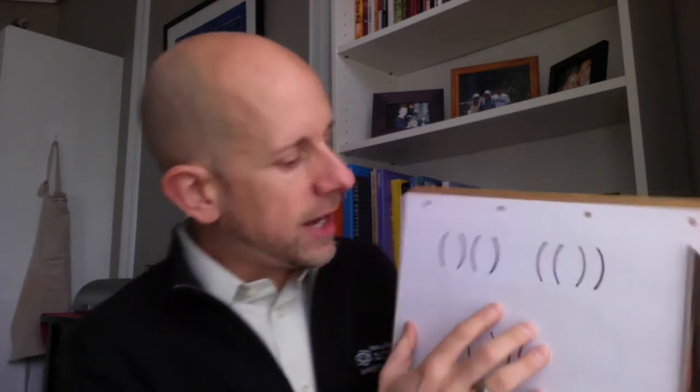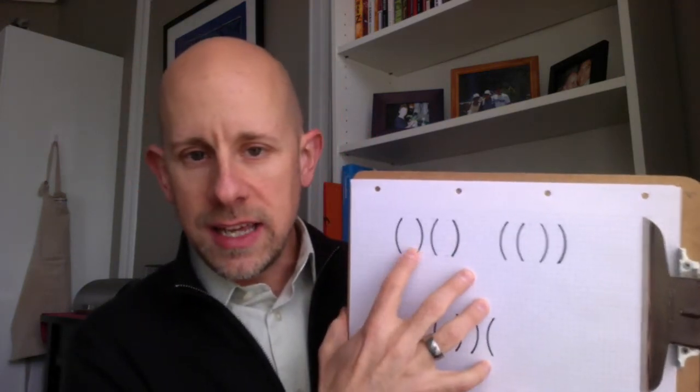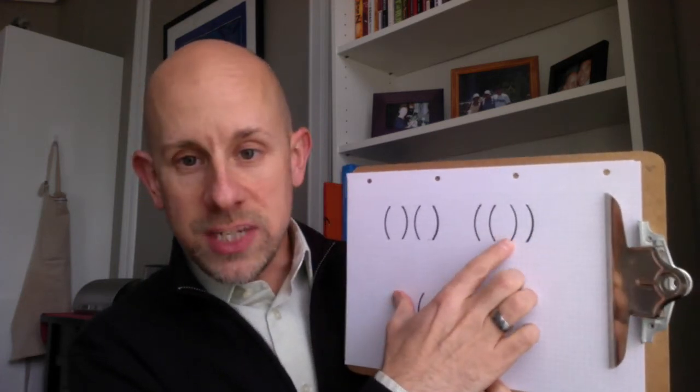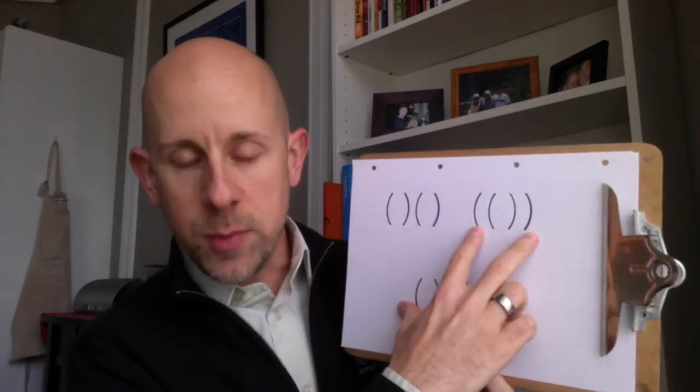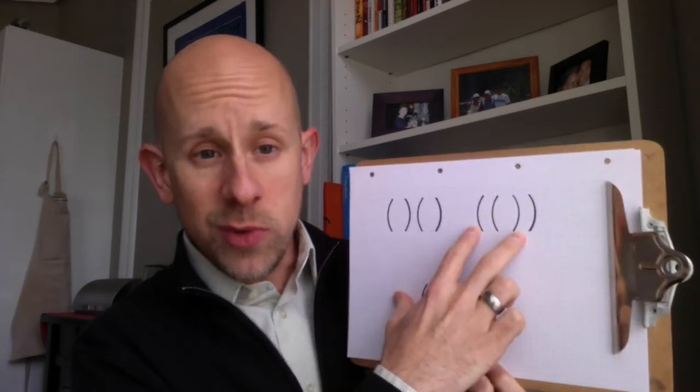If I have 2, I could put them next to each other like this, and then this is a group and that's a group. Or I could nest them inside each other, where this one inside's a group and then it's enclosed by another one. Yeah, I think these are the only 2 ways to do it.